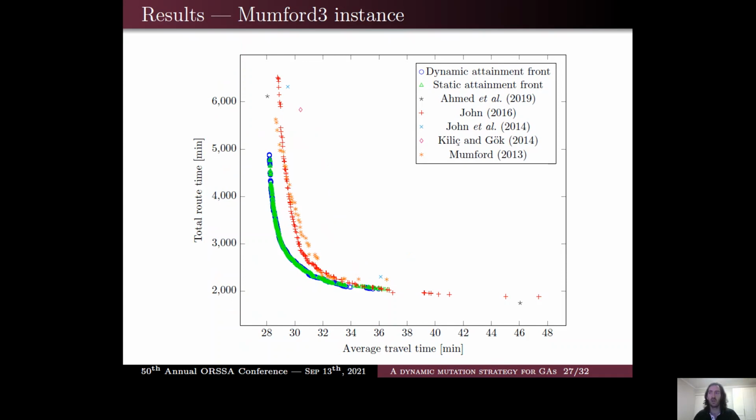Finally, for the largest instance, Mumford 3, we see once again two very similar non-dominated sets, but it does seem like the quality of the dynamic attainment front looks a little bit better than the static approach, and also they're not dominating most of the solutions in the literature.